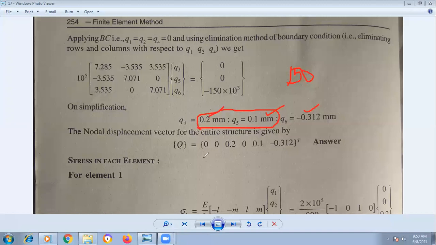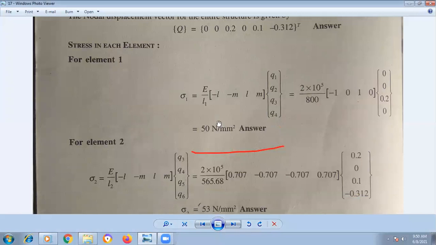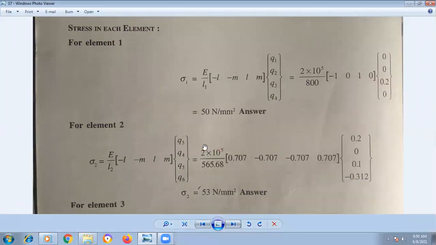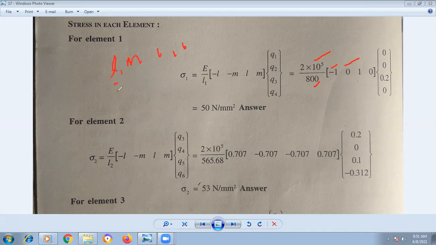Using that, write the Q vector. Now writing the stress vectors is easy for you. What do you write for the stress vector? Sigma 1 equals E1 by L1 times minus L, minus M. Write the corresponding values of E1 and L1. E is 2 into 10 raised to 5, L1 is 800, minus L, minus M. L and M for element 1 is 1 comma 0, the direction cosines 1 and 0.